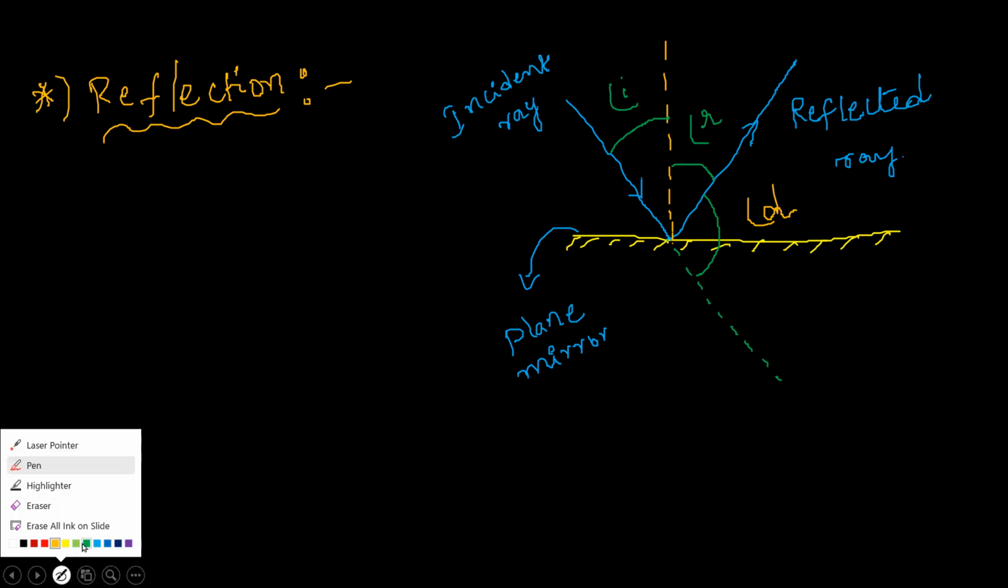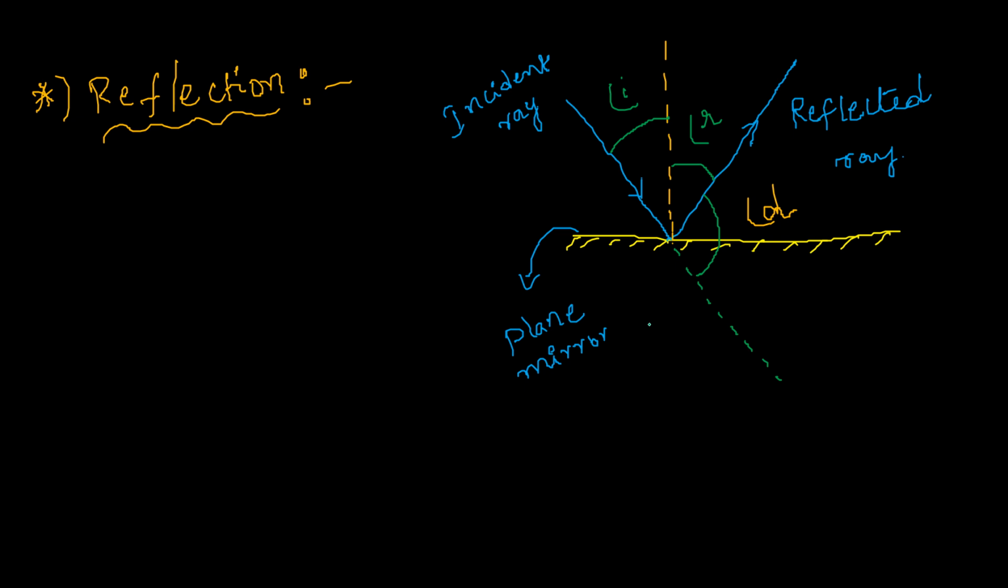Here I will tell about the terms we use in the plane mirror. One is the incident ray, the light which is incident on the surface. The reflected ray, the light which is reflecting back from the surface. And the plane mirror, a highly polished smooth surface. The angle between the incident ray and normal line is called the angle of incidence, the angle between the reflected ray and normal line is the angle of reflection, and the angle between the reflected ray and undeviated line is the angle of deviation.